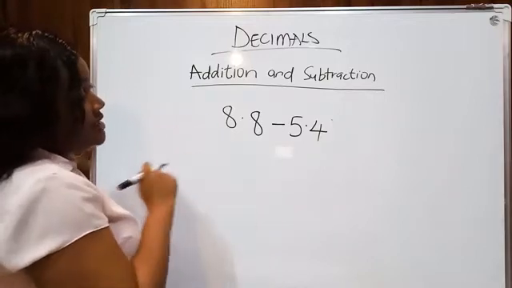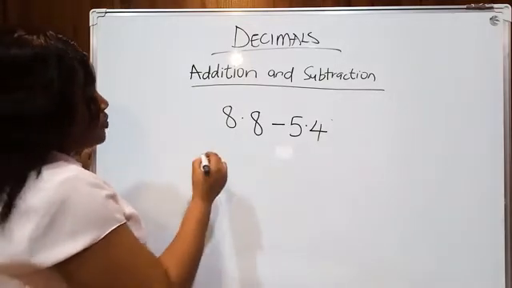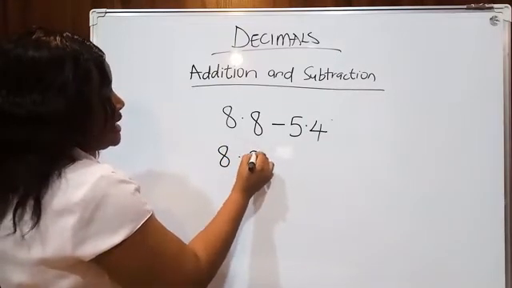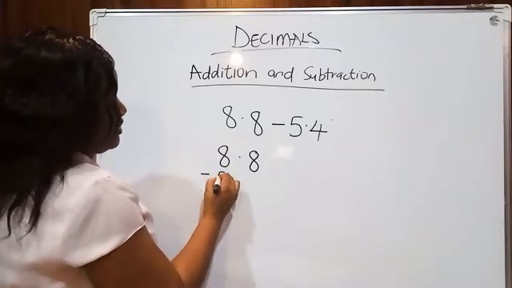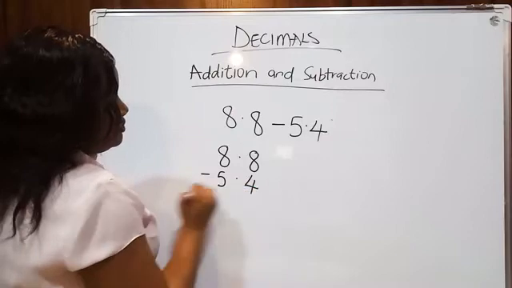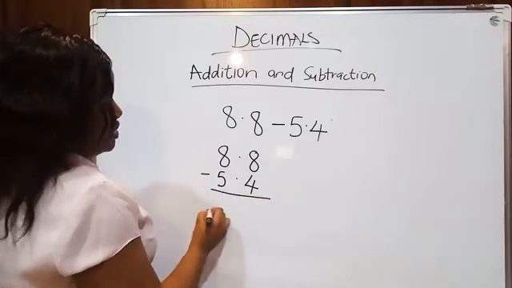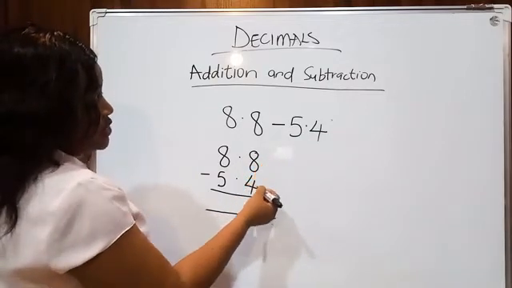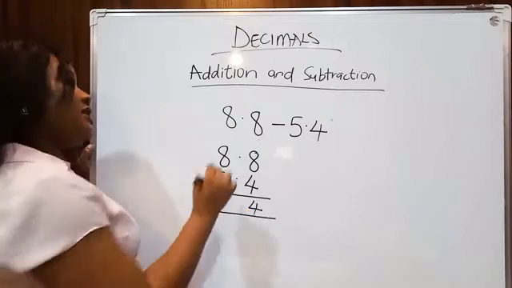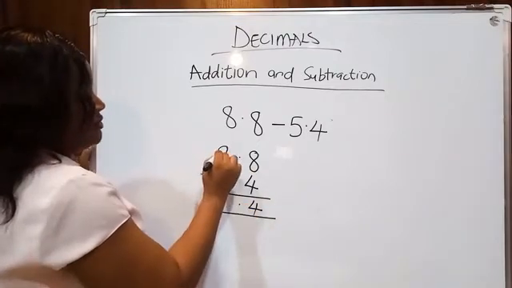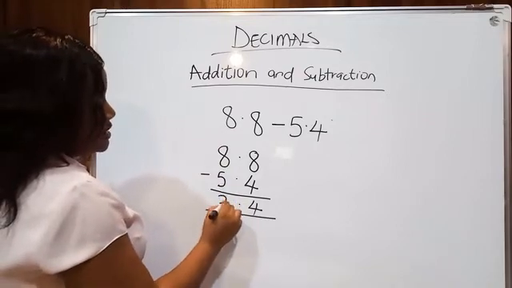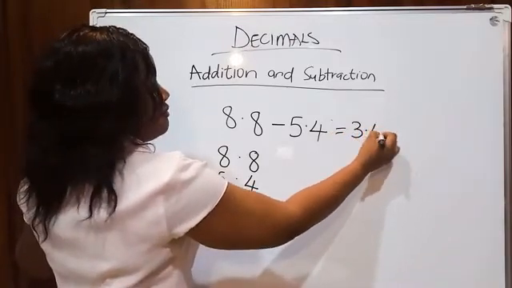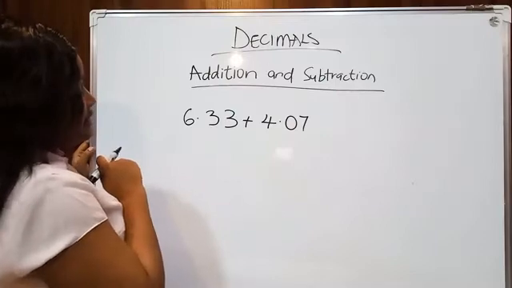So let's try solving this. You have 8.8 minus 5.4. We do the same thing, we present it well and make sure that they align. 8.8 minus 5.4. Of course, you subtract normally: 8 minus 4 gives us 4. Then bring down the decimal point, and we have 8 minus 5, which gives us 3. And so the answer here is 3.4.